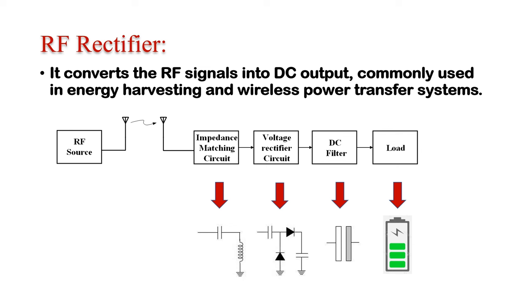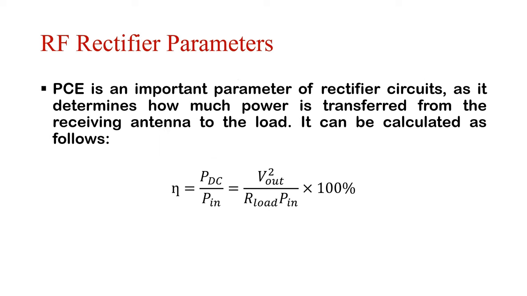filter. The input impedance of the rectifier circuit varies with frequency and input power. So we need a matching circuit between the antenna and the rectifier circuit. Power conversion efficiency, or PCE, is the most important parameter for rectifiers, as it determines how much power is transferred from the receiving antenna to the load. It can be calculated as shown in the equation. In this equation, Vout is the output voltage, R load is the load resistance, and Pin is the input power.